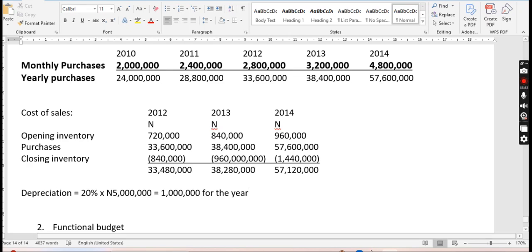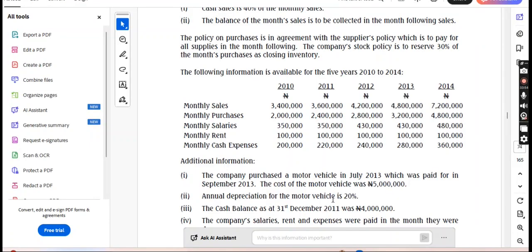If you have a question, I'm coming. Now, we're told that the company purchased a motor vehicle in July 2013, and it was paid for in September 2013, which is still the same year. You acquired it in July, you paid in September. We don't have a problem with payment. We have the challenge in the date at which they acquire an asset.